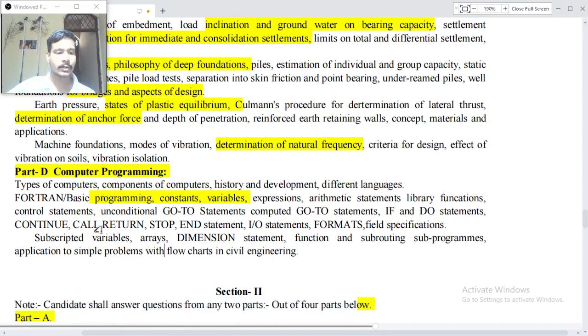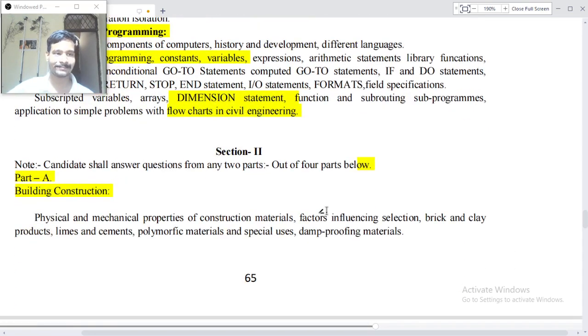Library functions, control statements, unconditional GO TO statement, computed GO TO statement, IF and DO statements, CONTINUE, CALL, RETURN, STOP, END statement, input and output statements, formats, field specification, subscripted variables, errors, dimensions, statements, functions and subroutines, subprograms, application to simple problems with flow chart in civil engineering. Now, section 2.